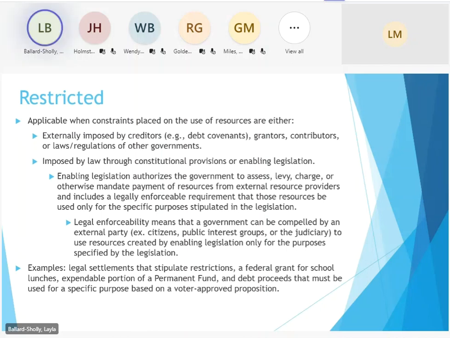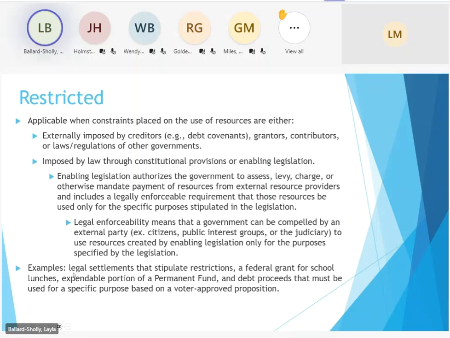So for it to be enabling legislation, the legislation has to specify the revenue source, and it also has to stipulate how the money has to be spent. If you don't have both of those in there, it's not enabling legislation. It also needs to be legally enforceable by an outside party outside of the government. So I guess technically we as citizens could be upset that the gas tax maybe wasn't used correctly, and maybe could go and take judicial action.